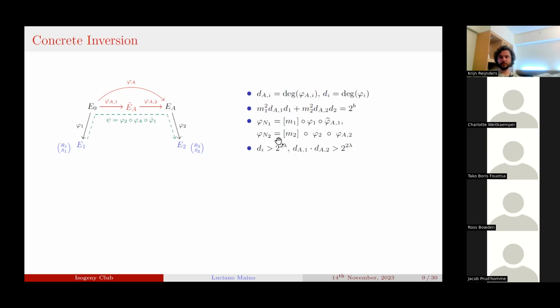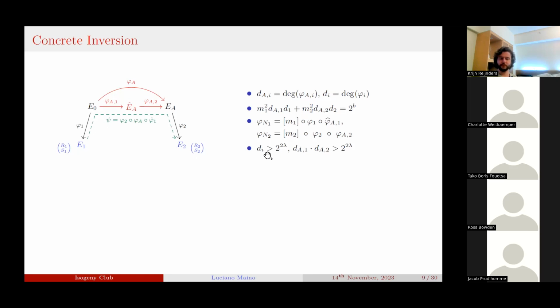And then we look at these isogenies. I call them phi n1 and phi n2 because I'm using the same notation as before. So the isogeny phi n1 is given by the dual of phi A1 composed with phi 1, and then a scalar multiplication by m1. So the degree of phi n1 will be exactly the first quantity here, and we do similar reasoning for phi n2. We go from E tilde A all the way down to E2, and we compose it with scalar multiplication.